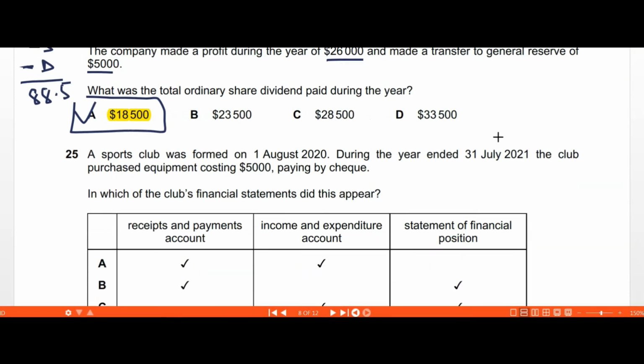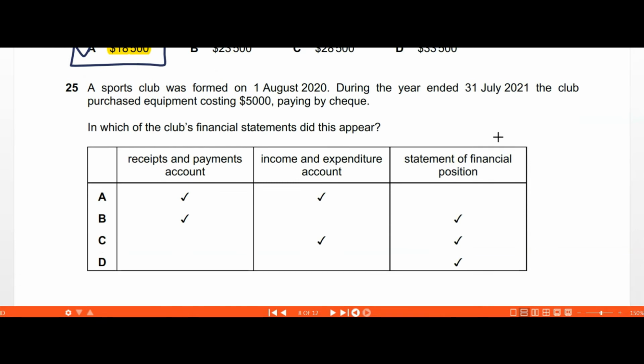Now moving on to question number 25. A sports club was formed on 1st August 2020. During the year ended 31st July 2021, the club purchased equipment costing 5,000 paying by check. So they purchased an asset costing 5,000. In which of the club's financial statements did this appear?